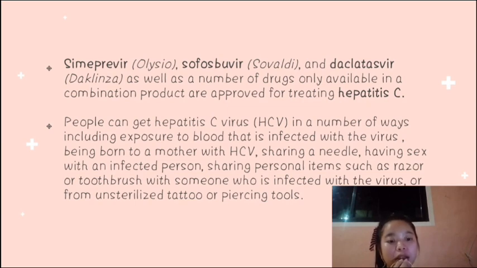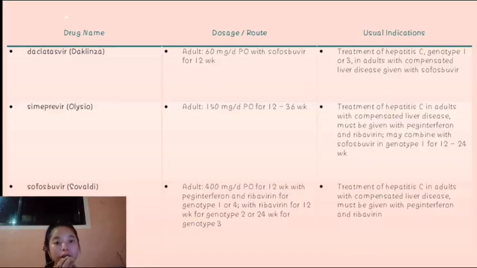So people can get hepatitis C virus in a number of ways, including exposure to blood that is infected with the virus, being born to a mother with HCV, sharing a needle, having sex with an infected person, sharing personal items such as a razor or a toothbrush with someone who is infected with the virus, or from unsterilized tattoo or piercing tools.